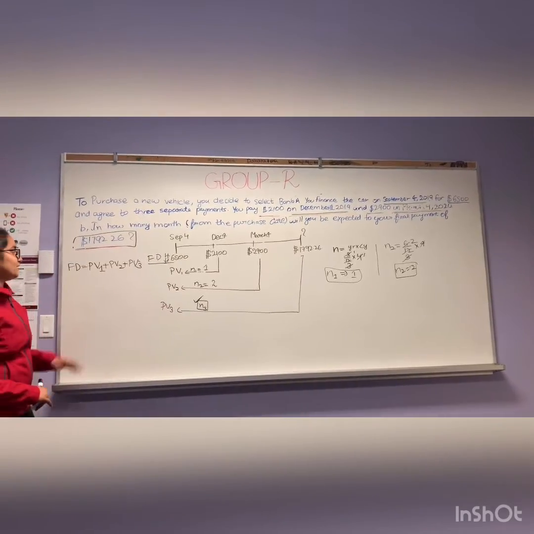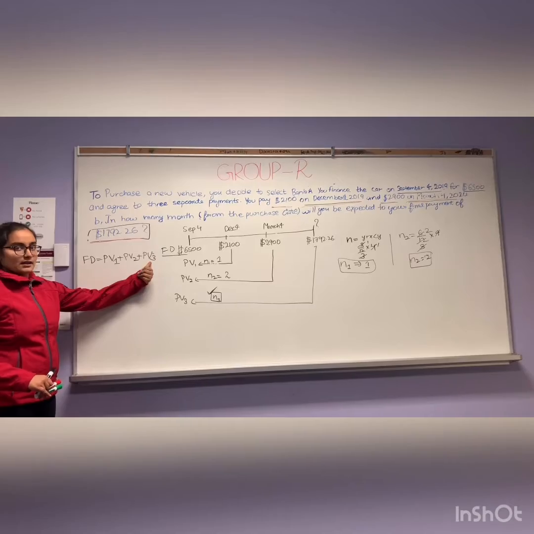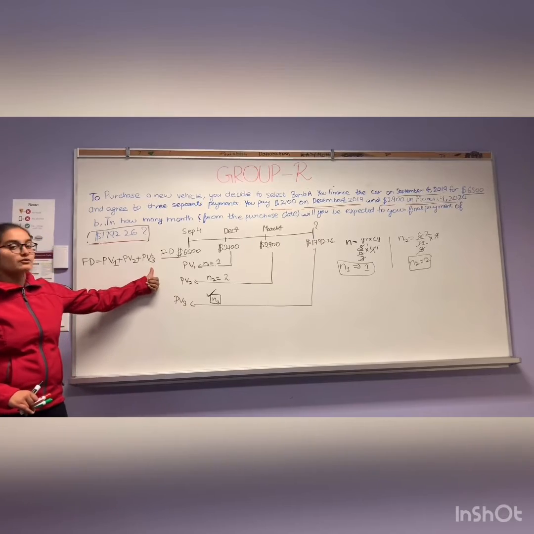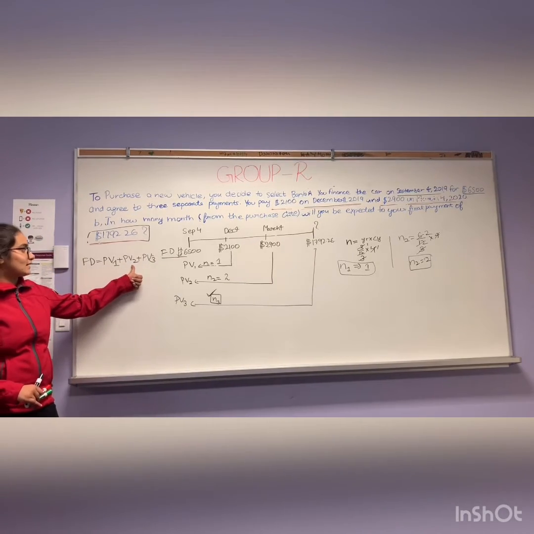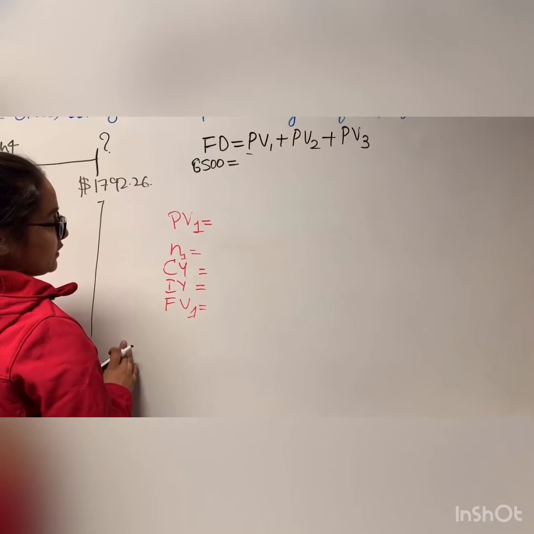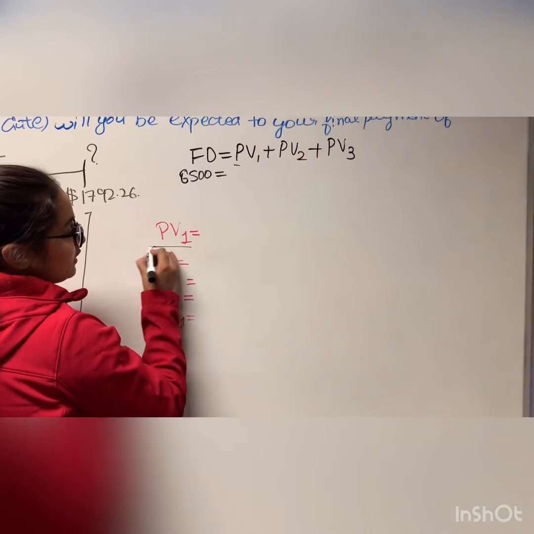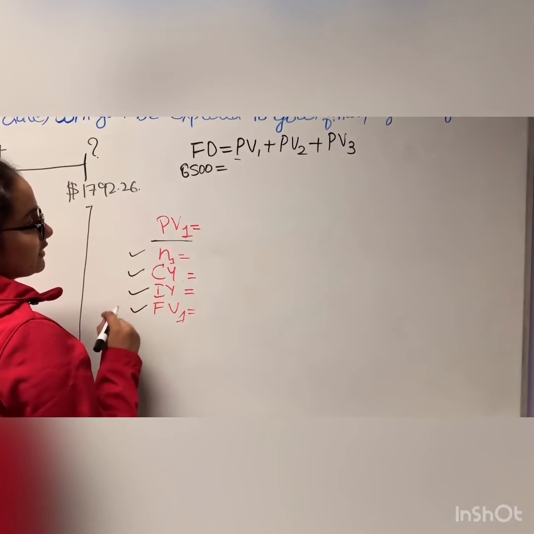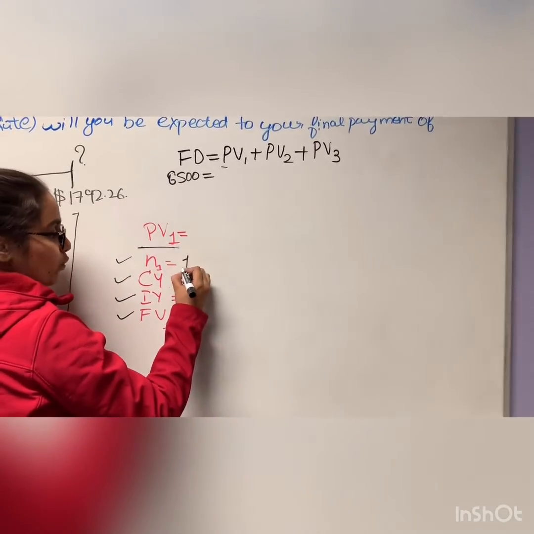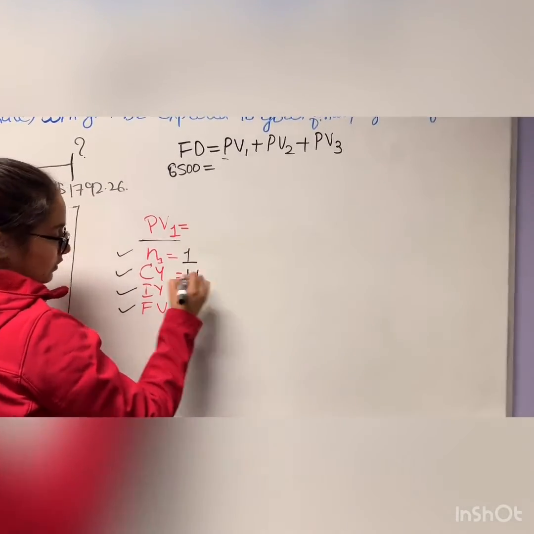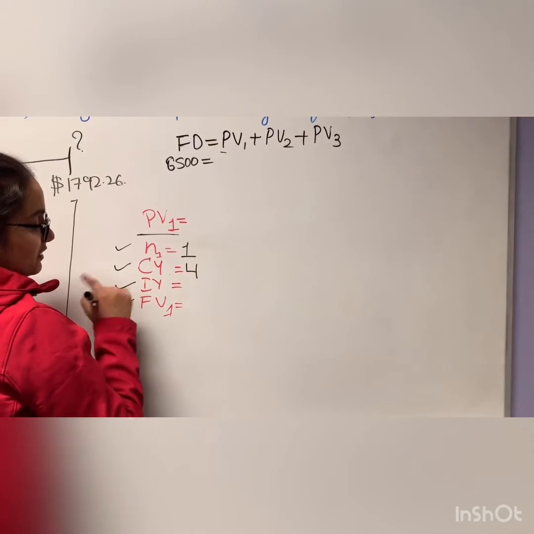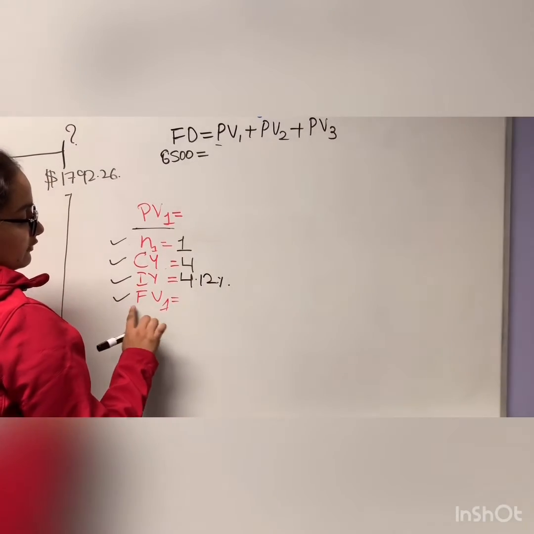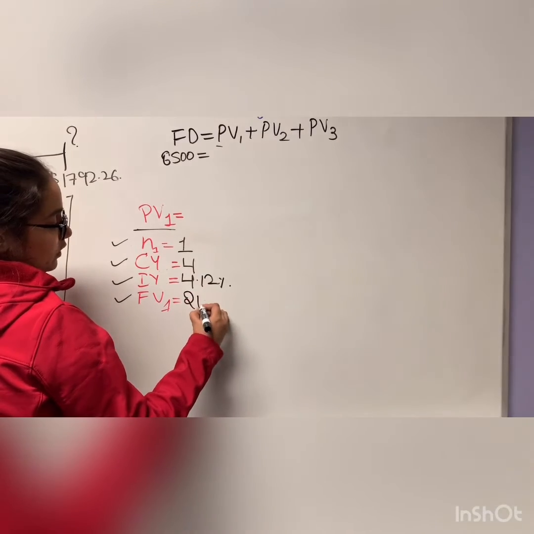So after that, we need to find our PV3. After having PV3, we will have our N3. So for PV3, we need to find our PV1 as well as our PV2. So now we need to find PV1. For PV1, we should have N1, CY, IY, and FV1. For this question, the N we have found was 1, and the CY is 4, and the IY in the previous question for bank A was 4.12%, and the FV1, the first payment, is $2,100.